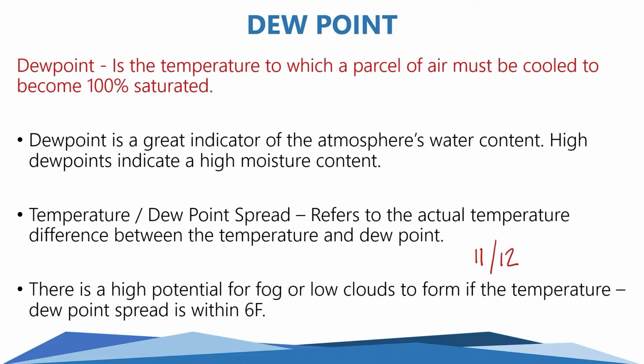That means that if it is within 6 degrees of each other, that's less than 6 degrees, there's going to be a high potential for either fog or low-level clouds to form if the temperature dew point spread is within that 6 degrees Fahrenheit. That's going to be Fahrenheit. Now, they're always going to be reported in Celsius, so that's where you might have to think about a conversion.